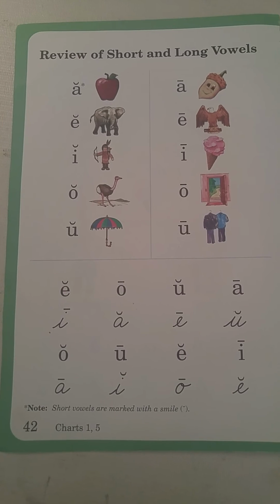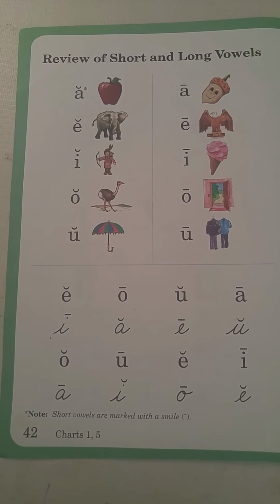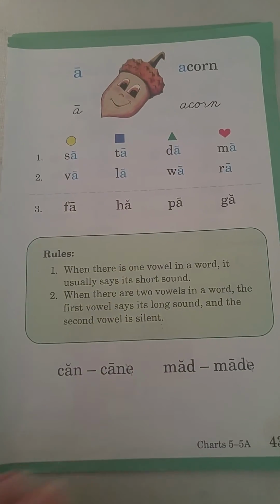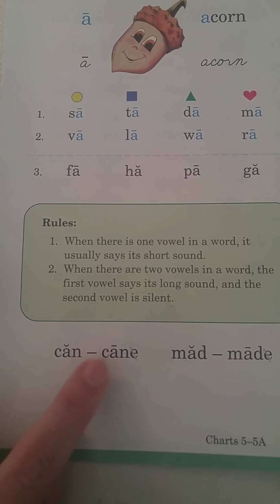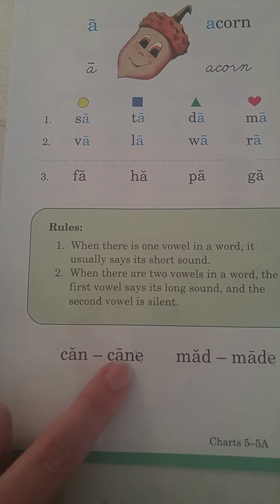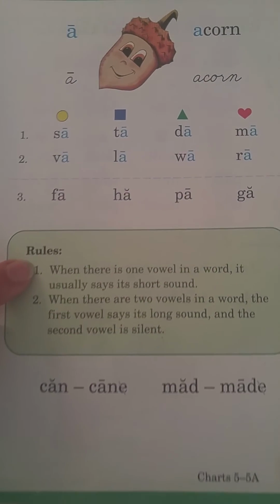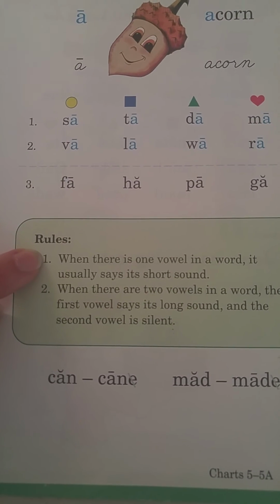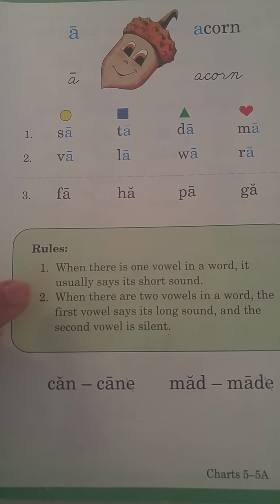And you can pause the video and practice those vowel sounds. You can also practice with words. Write a short vowel word. Write a long vowel word. Short vowel rule 1: when there is one vowel in a word, it usually says its short sound. And the short vowels are a, e, i.